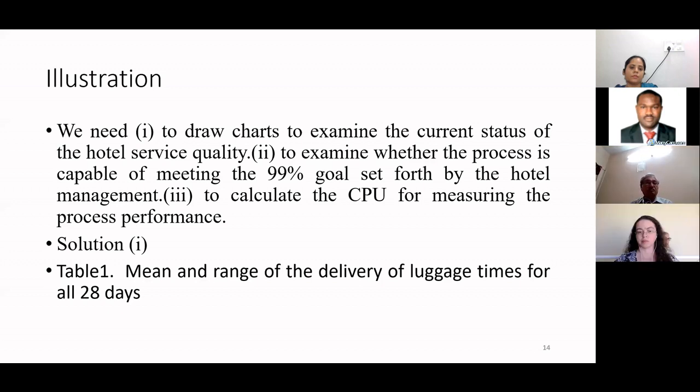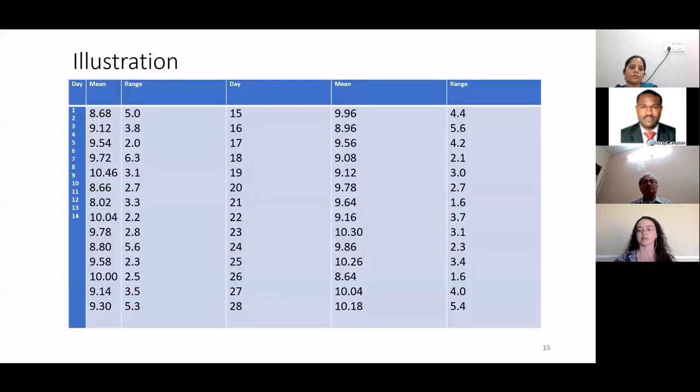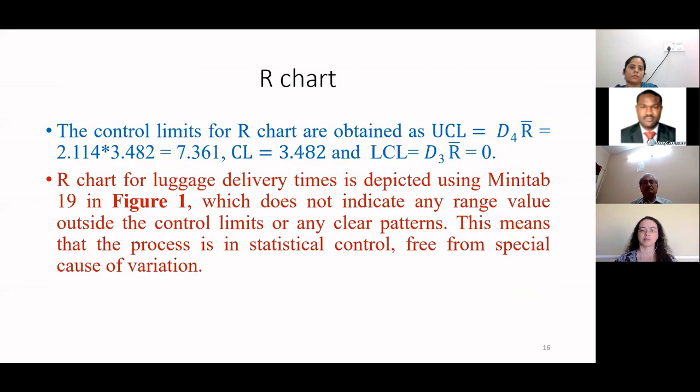Now, solution of one. Table A1 gives the mean and range of delivery of luggage times for all 28 days. This is given. Now the control chart for the R chart is obtained. UCL is equal to 7.361, the central line CL is 3.482, and the lower limit LCL is 0. The R chart for luggage delivery times is depicted using Minitab 19 in figure 1.